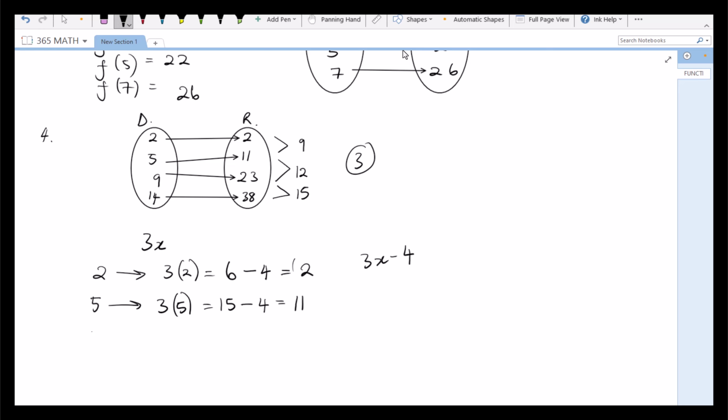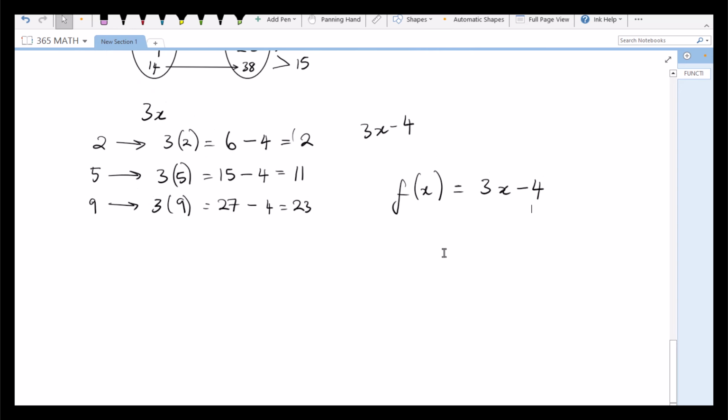I'll also double check for the last one. It's not the last, but we also have 14. But if these two are already correct, I think it's safe to say that the function is 3x minus 4. But this is just to double check. So we have 3 multiplied by 9, that's 27. And if we subtract 4, we get 23. So my function f of x is equal to 3x minus 4.